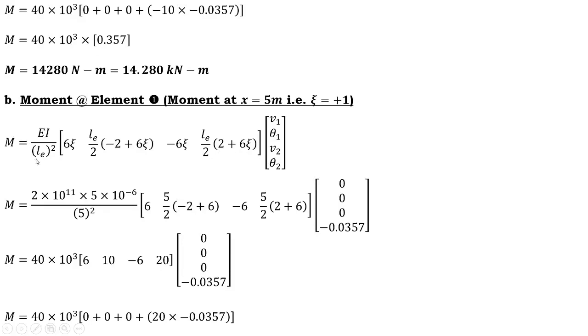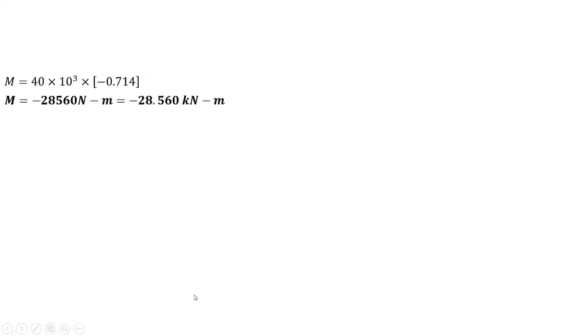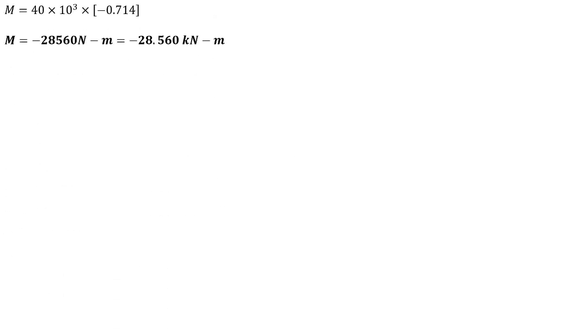Then once again EI divided by L square value I have substituted. Then v1, theta 1, v2, these three displacements are 0, and left out with theta 2, that we have calculated, that I have substituted here. After simplification, I'll get the value of m as minus 28.56 kilonewton meter.